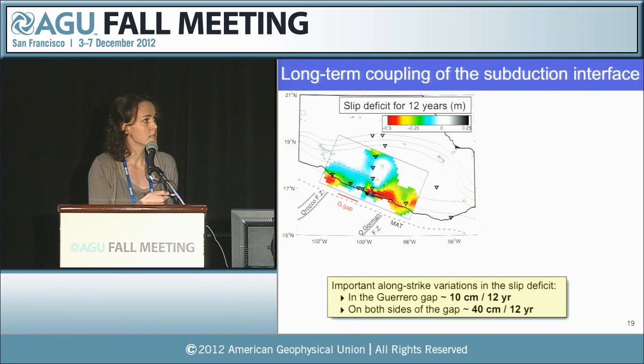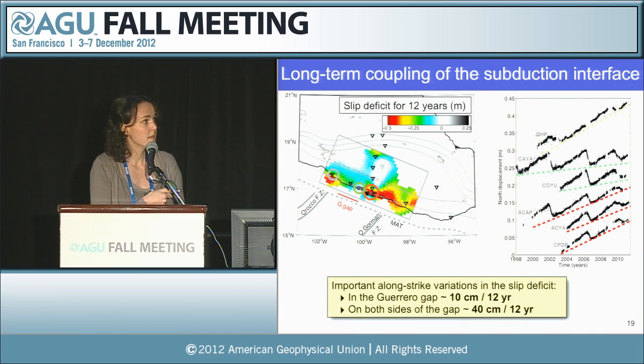And what do we see? We see that in the Guerrero Gap region here, we have a slip deficit of about 10 centimeters for 12 years, whereas on both sides of the gap, we have a larger slip deficit of about 40 centimeters for the same time period. So we really see important along-strike variation in the slip deficit.